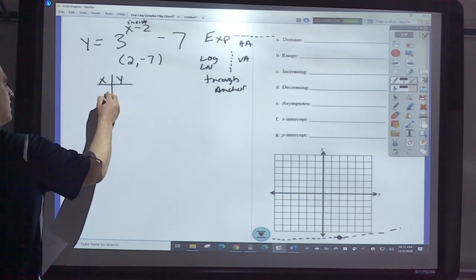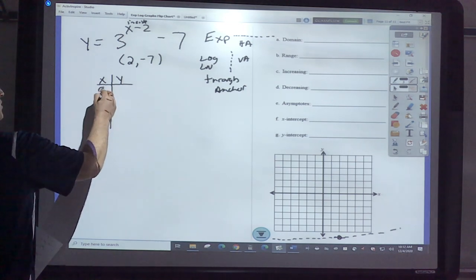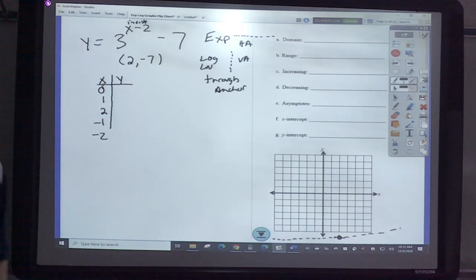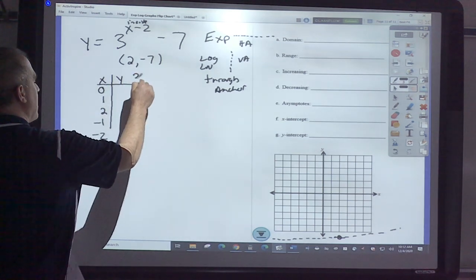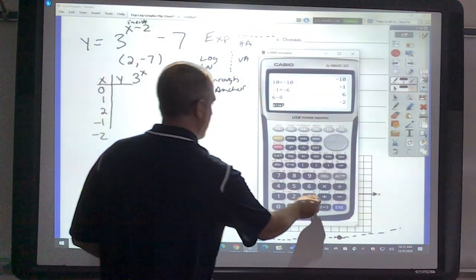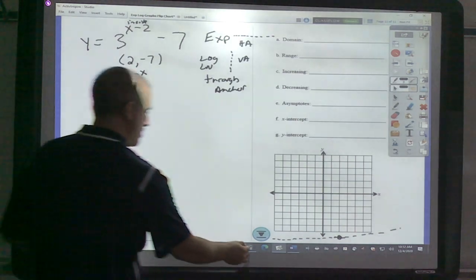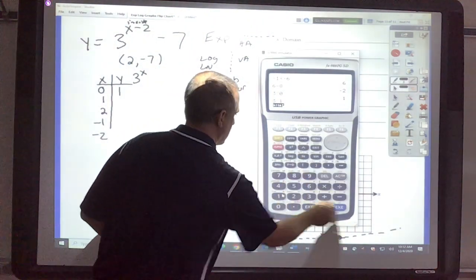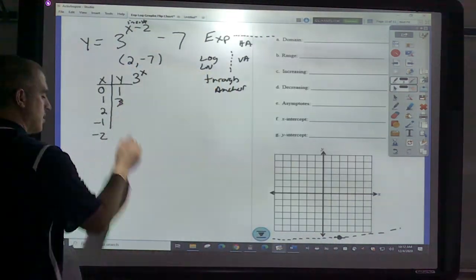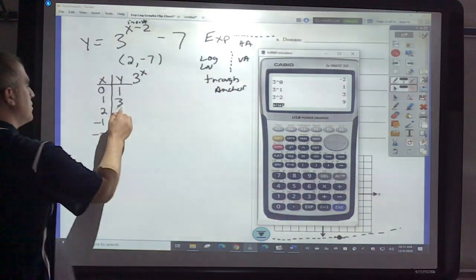Now, in the past, we've used the points 1, 2, -1, -2. I'm also going to use the point of 0 for exponentials and logs, okay? So the idea is I would do 3 to the x power. Now, from a calculator standpoint, 3 to the 0 is 1, okay? 3 to the first is 3. 3 to the second, okay, is 9. You should be able to do this without a calculator.